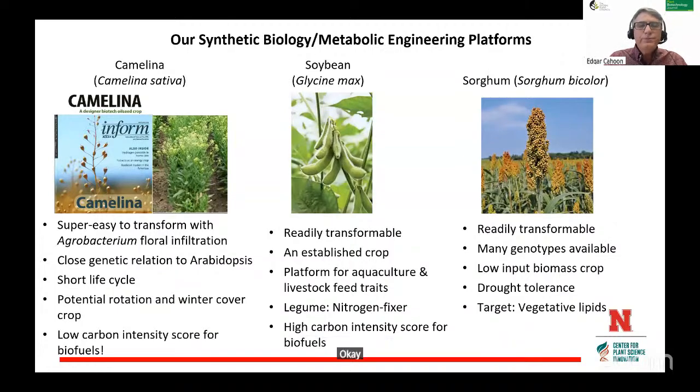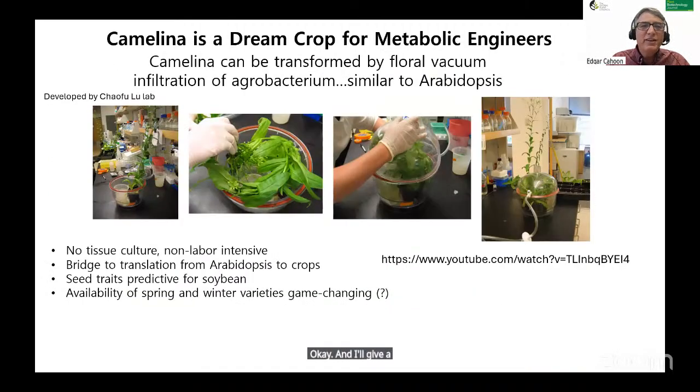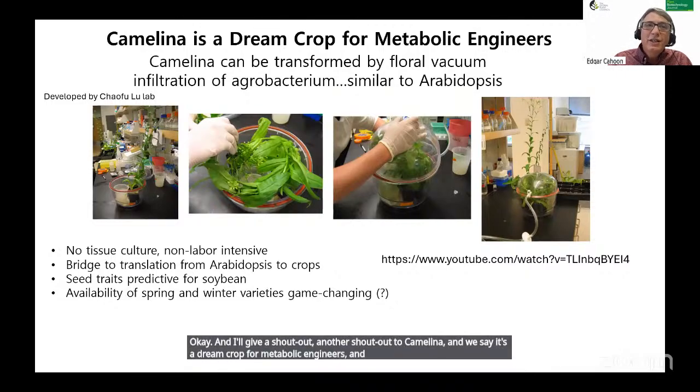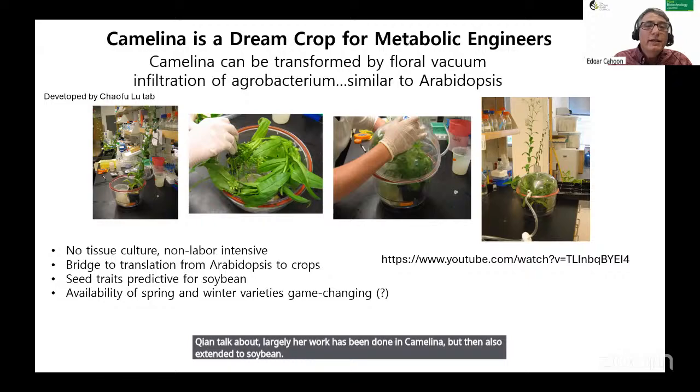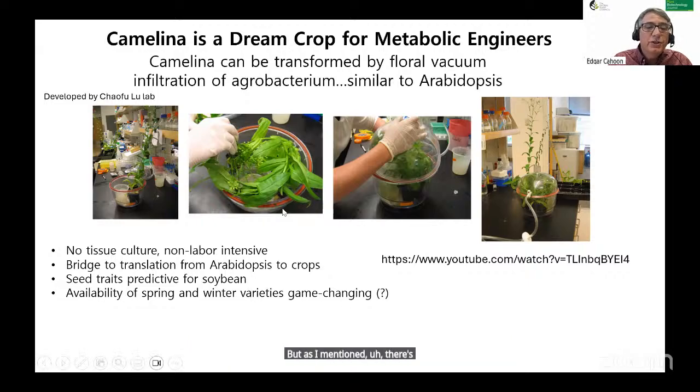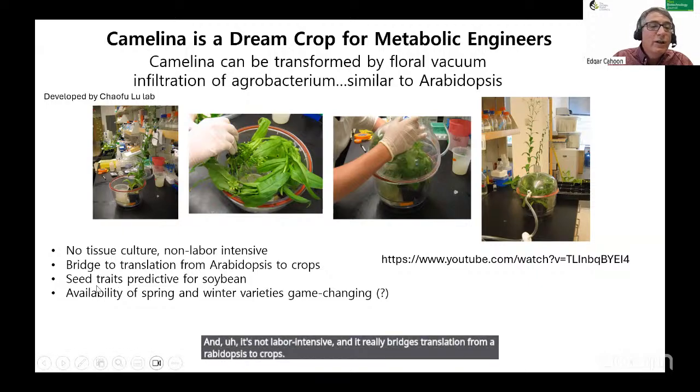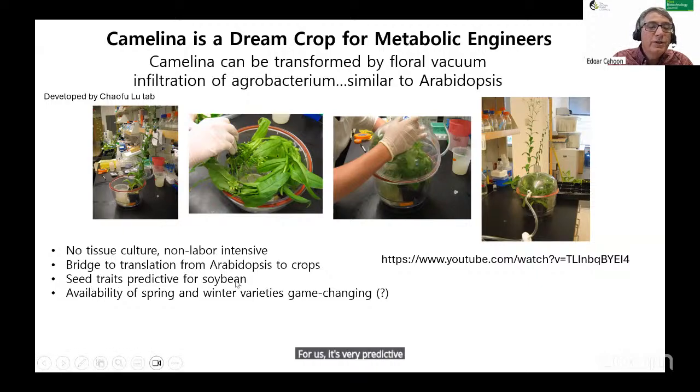Okay. And I'll give another shout out to camelina. And we say it's a dream crop for metabolic engineers. And you'll hear Hyojin talk about her work, which has largely been done in camelina, but then also extended to soybean. But as I mentioned, there's no tissue culture involved in camelina transformation, and it's not labor intensive, and it really bridges translation from Arabidopsis to crops. For us, it's very predictive: if we do seed traits in camelina, they translate generally quite well to soybean.